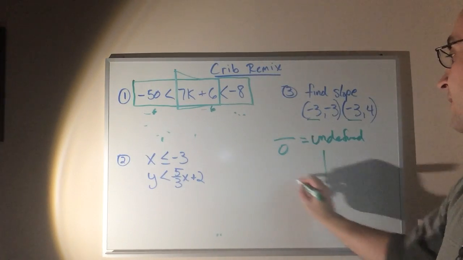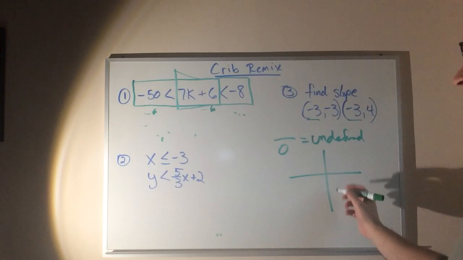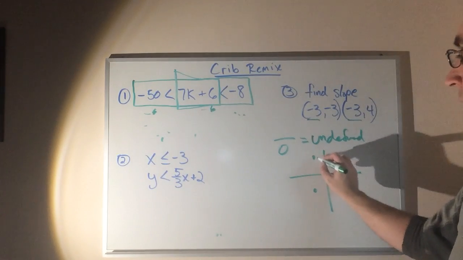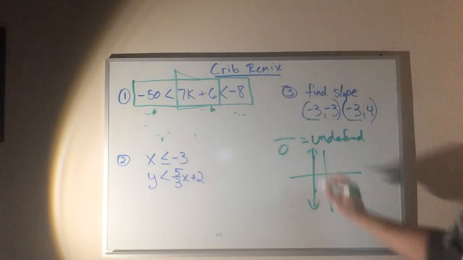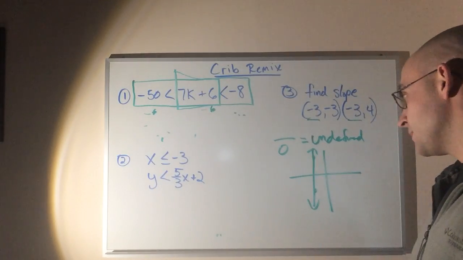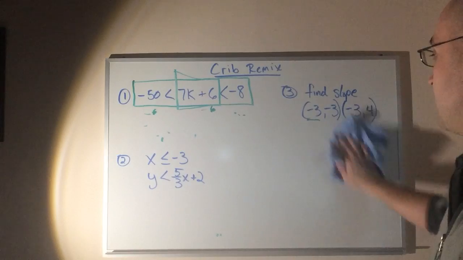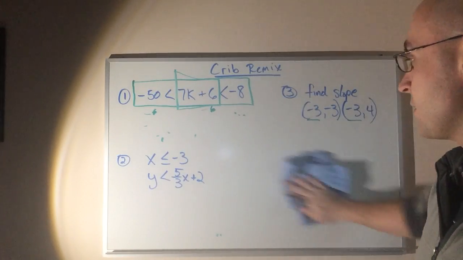If I wanted to graph it, which I'm going to, negative 3 is here. Negative 3, 4 is here. This is an up and down line, vertical up and down, which means the slope is undefined. Okay, good. Hopefully you got those 3. Test is not going to be that bad, guys. Really, trust me, trust me, trust me.